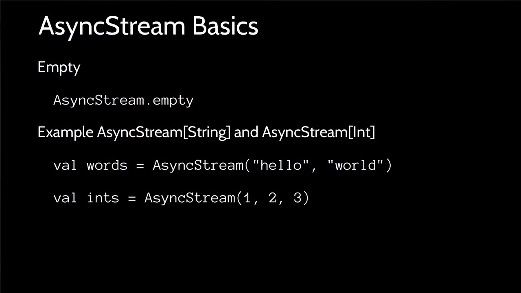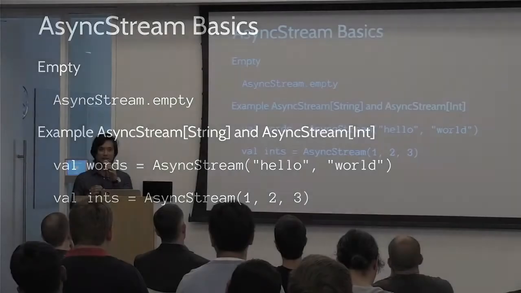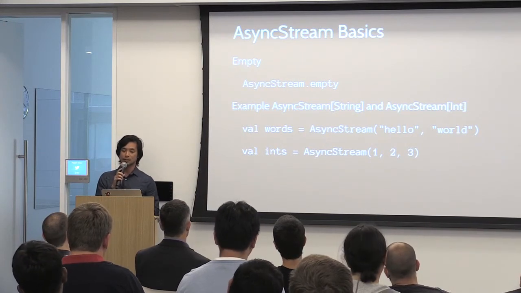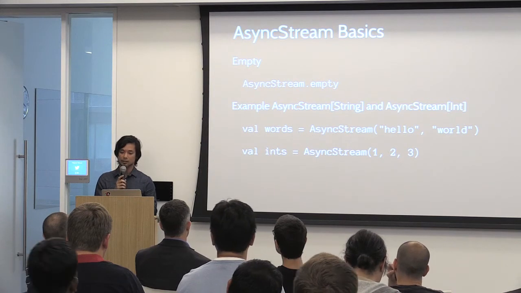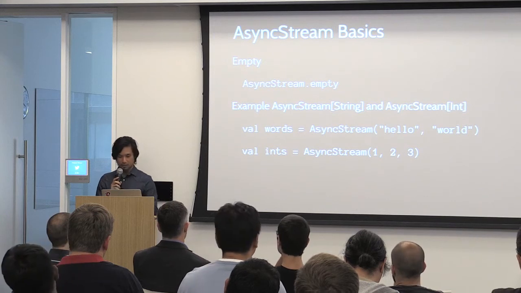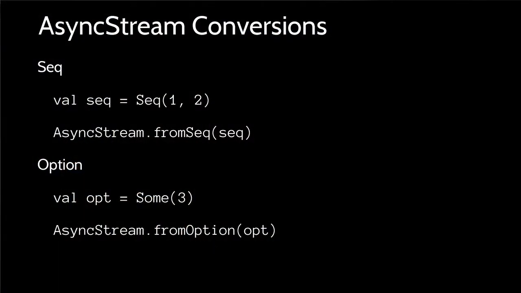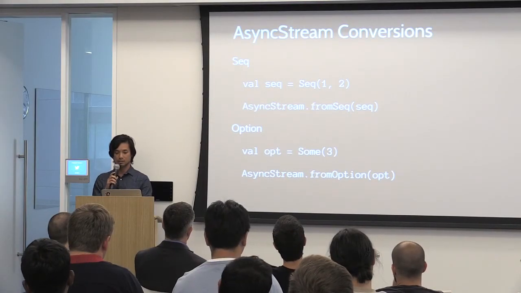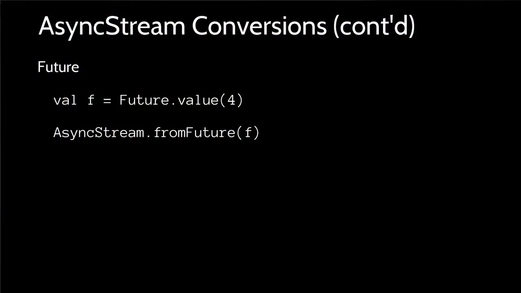So some basic constructions to introduce you to the async stream. It should not look alien at all. There's an empty stream, which is given by just empty. And you can make streams of strings, streams of ints, and you can convert other things into a stream, like sequences and options, and also futures. So this is the special one.